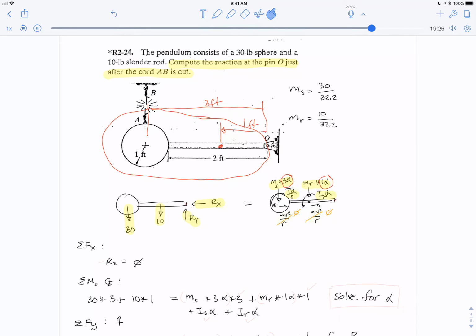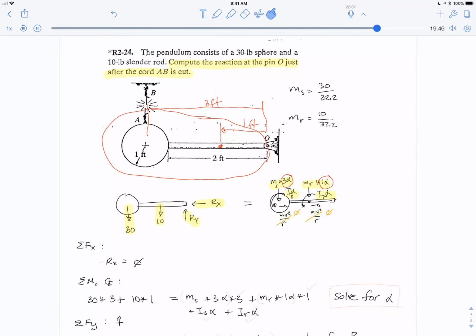And we've talked about this. Anytime a rigid body rotates, every spot on the rigid body has the same omega and the same alpha. So we don't have to have alpha of sphere, alpha of rod. They're all part of the one piece, and so we're just writing alpha. So you can see the right-hand side has just alpha.